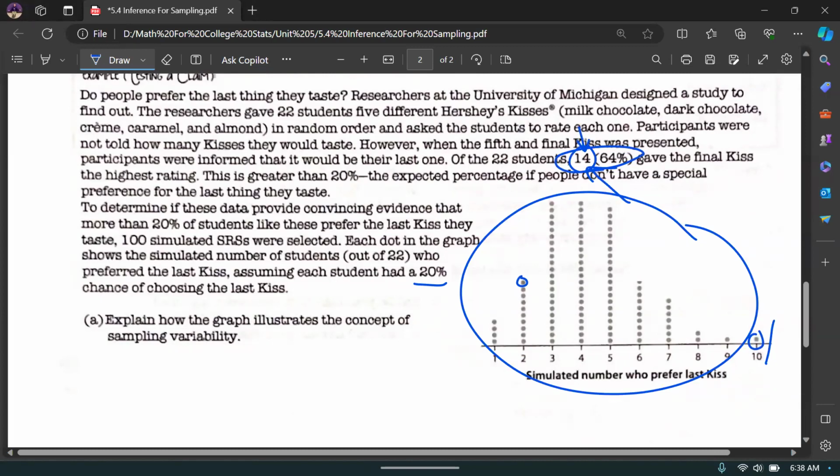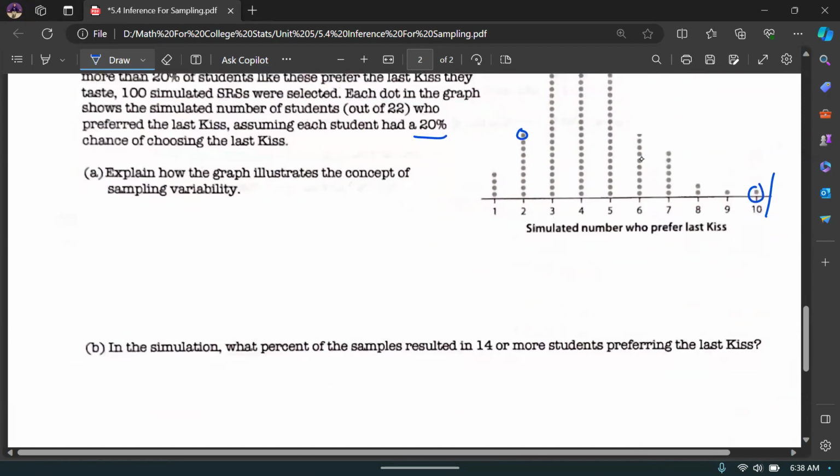So the only reasonable explanation is that these 14 students out of 22 was not random, that there must have been a real preference for that last Hershey kiss, and it wasn't just randomly choosing that last Hershey kiss, that they genuinely preferred that last one. If that makes sense. So let's run through our answers here, because that's the big explanation, but let's talk about how we can respond to these.